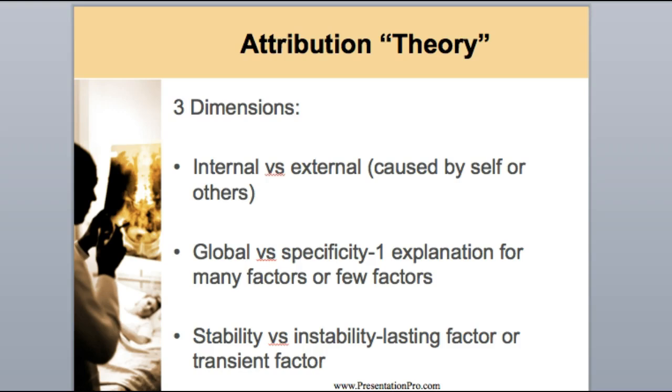Also, another dimension to consider in attribution theory is global versus specificity. Whether that person thinks there's one explanation for what is going on with them, or can identify many factors that may be the cause of what's going on with them. Another dimension is stability versus instability, whether something is a lasting factor or a transient factor. So in this case, a client is either looking at what is going on with them as something that's going to plague them for a long period of time, rather than someone who feels like it's something that will pass in a relatively short period of time.